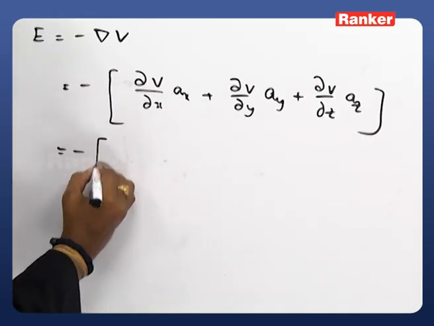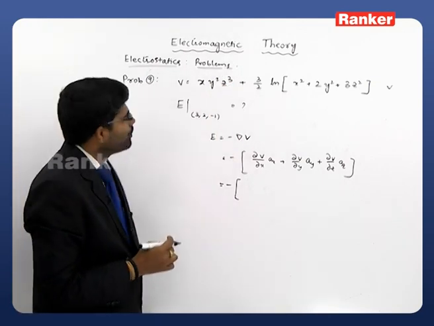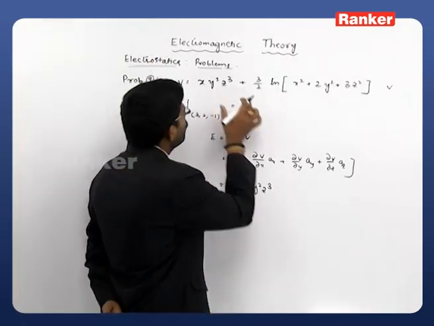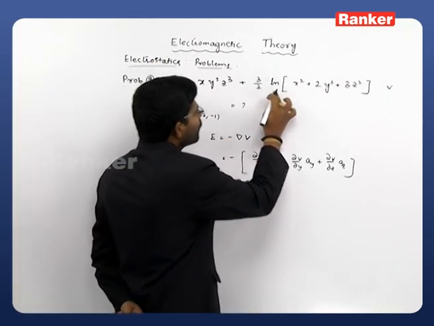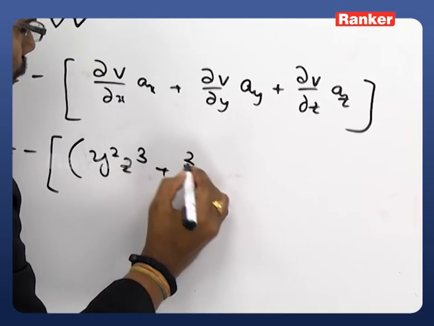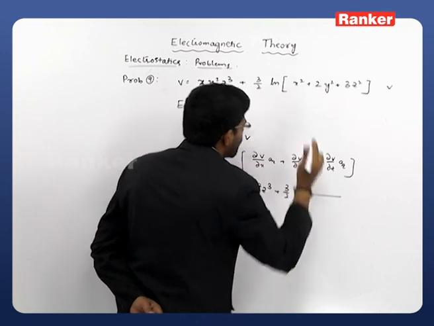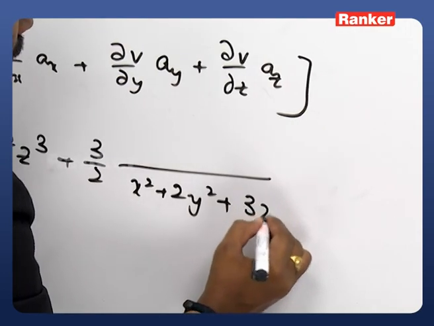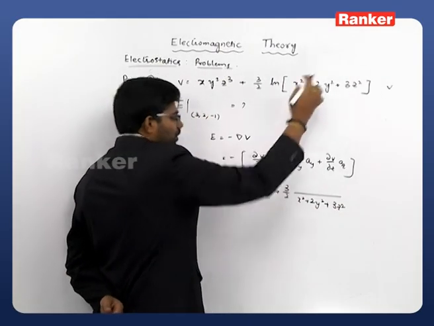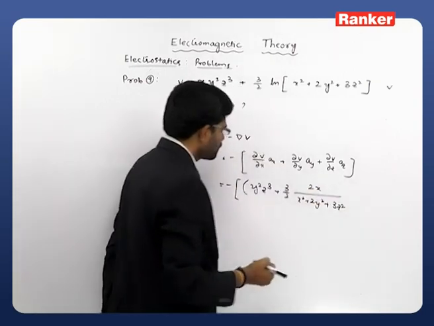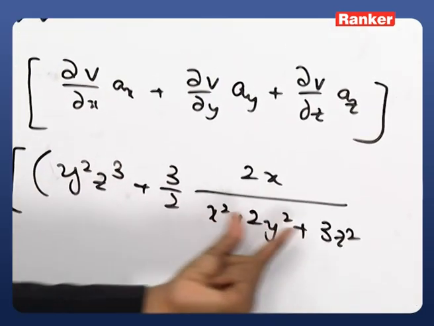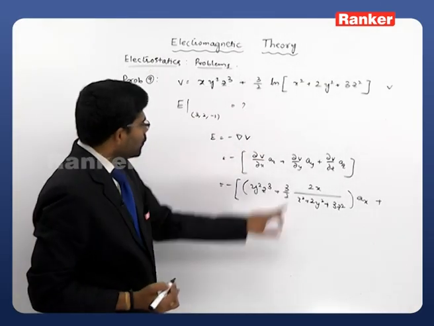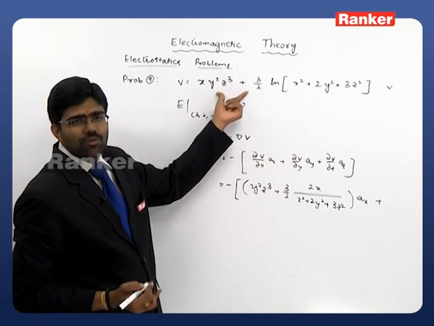So it is equal to minus; if you differentiate this with respect to x, for the first term what we get is y square z cube. For the logarithmic function what we have is 3 by 2, with 1 by (x square plus 2y square plus 3z square) in the denominator, and the internal differentiation of this is 2x. So that is ∂V/∂x, this entire term with ax, plus next ∂V/∂y. The V function will be differentiated with respect to y.